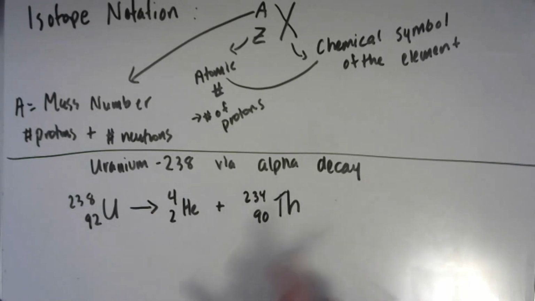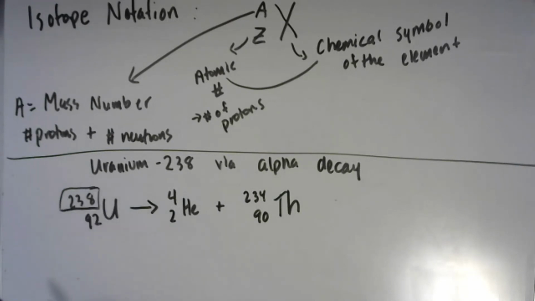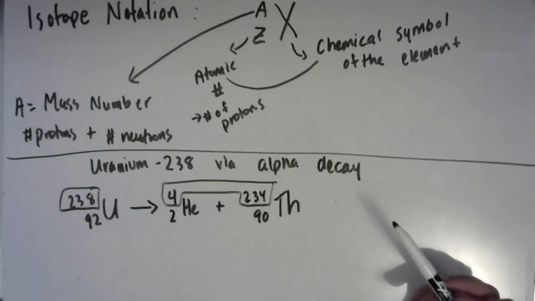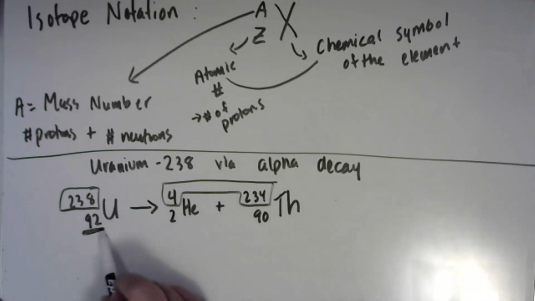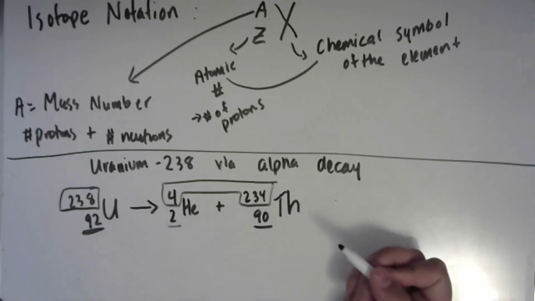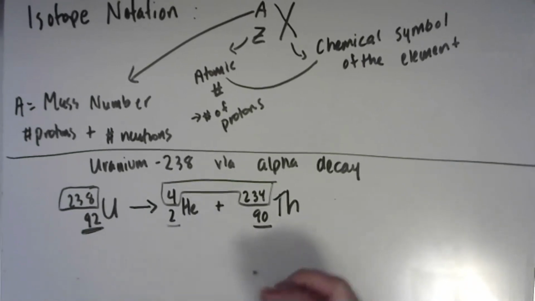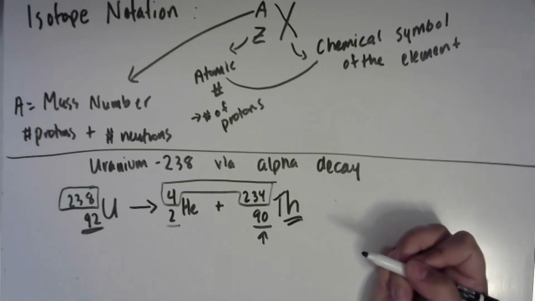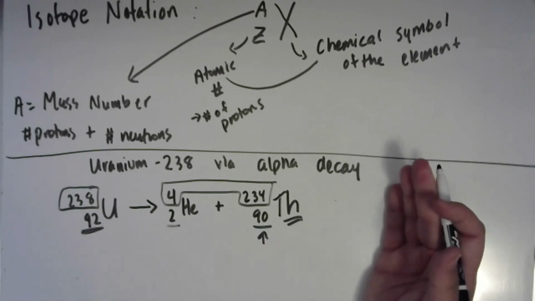Now what I want you to notice here is that your superscript on the left is going to be the same as your superscripts on the right added together. That's always going to be true in any nuclear reaction you're looking at. The same is true for your subscripts: if you take the subscript of the reactant and add it to the subscripts of the products, you're going to get the same value. Also notice that when this Z value changes, the element identity changes, because when you change the number of protons, it changes the identity of the element.